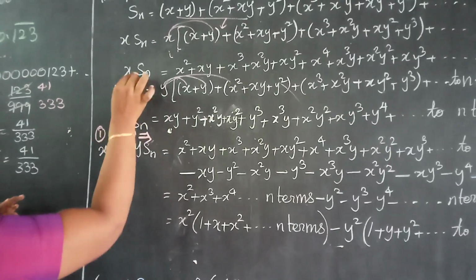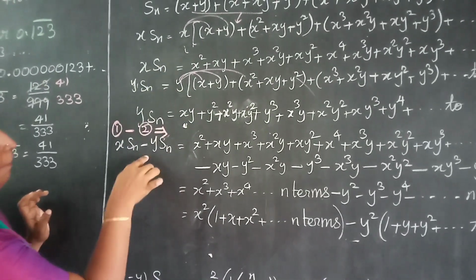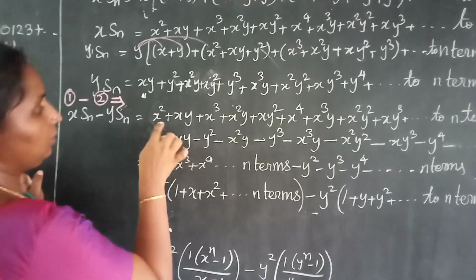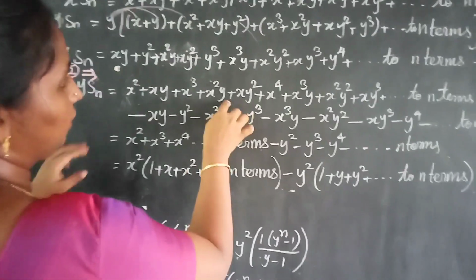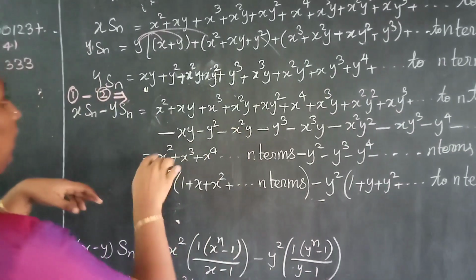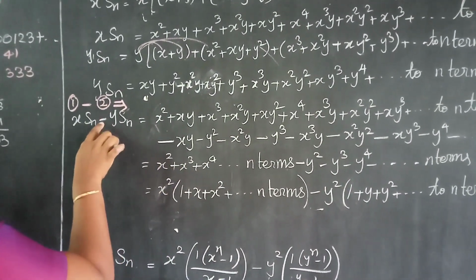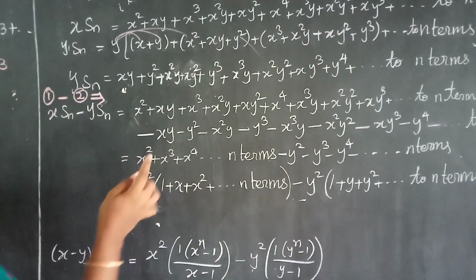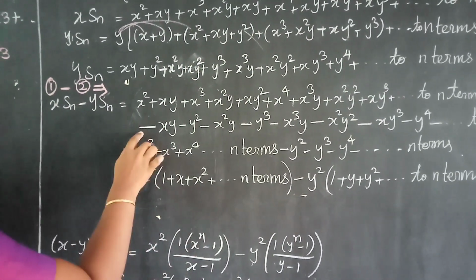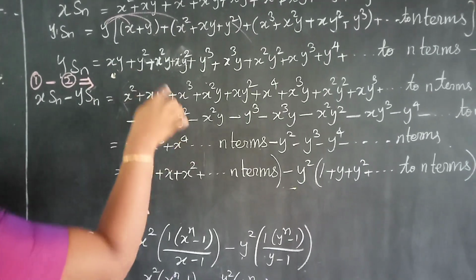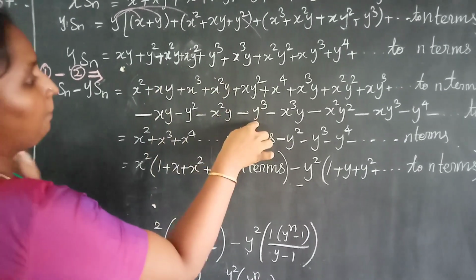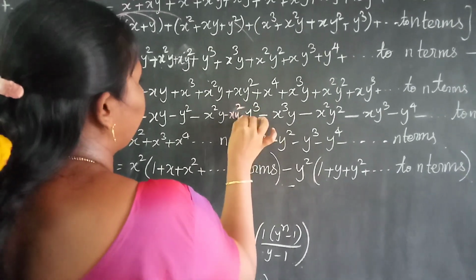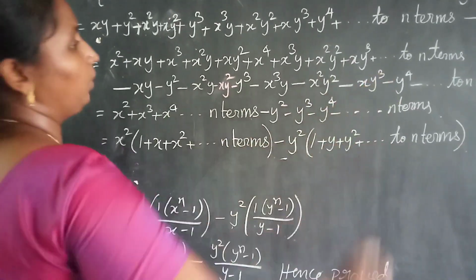So 1 minus 2, now equation 1 is x Sn minus y Sn equals x square, write that x square plus xy plus x cube plus x square, write the whole terms. Okay, minus, here I am subtracting, minus means in this y Sn all the terms' signs should be changed. So you can write minus xy minus y square minus x square y minus xy square minus y cube minus x cube y, like that.